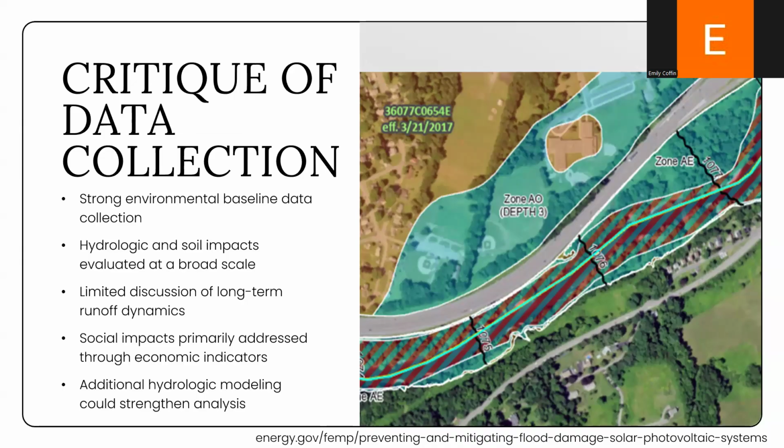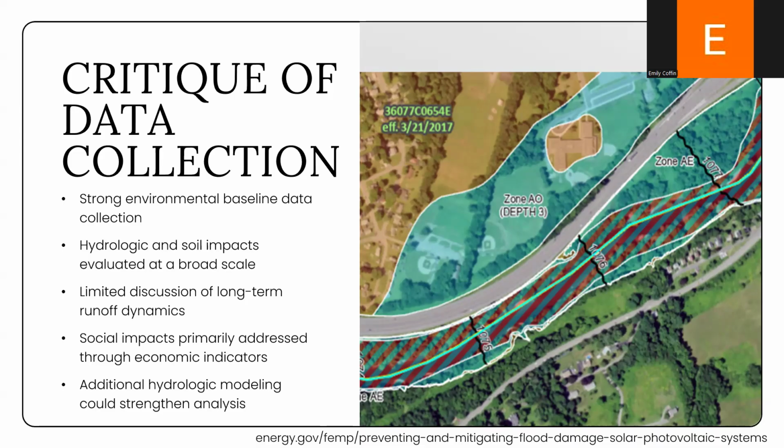In terms of data collection, the EIS includes a strong baseline of environmental data. The authors collected information about soil conditions, vegetation, habitat, wildlife, and other environmental variables in order to characterize the project area. The assessment also evaluates hydrologic and soil impacts at a general level, identifying potential erosion and runoff concerns associated with construction activities. However, the hydrologic analysis appears somewhat broad and does not fully explore long-term runoff dynamics after the project is installed.